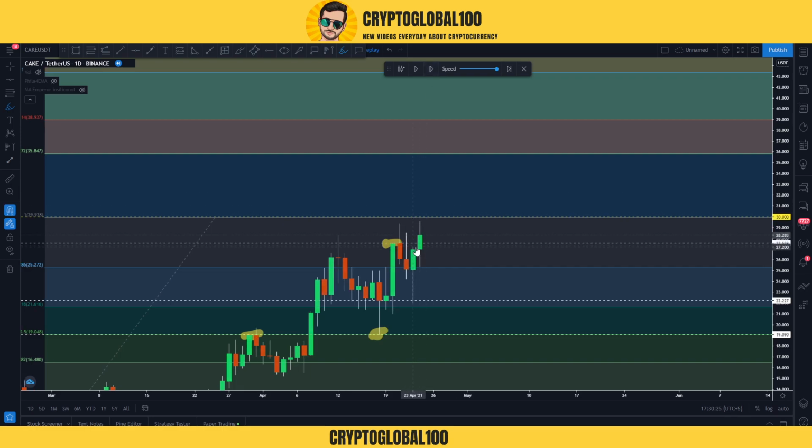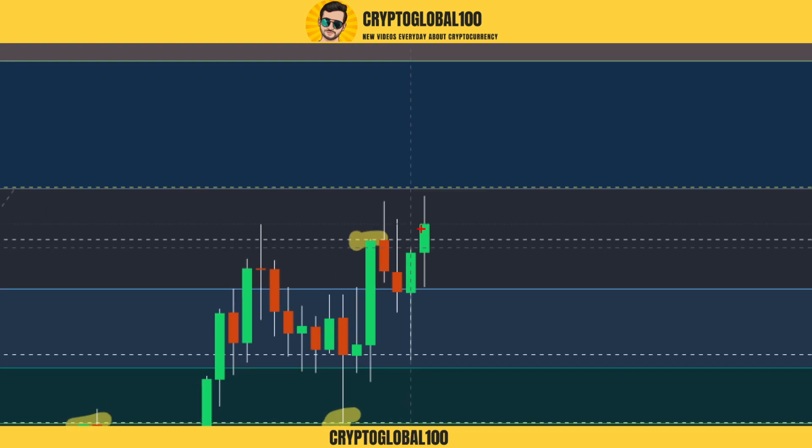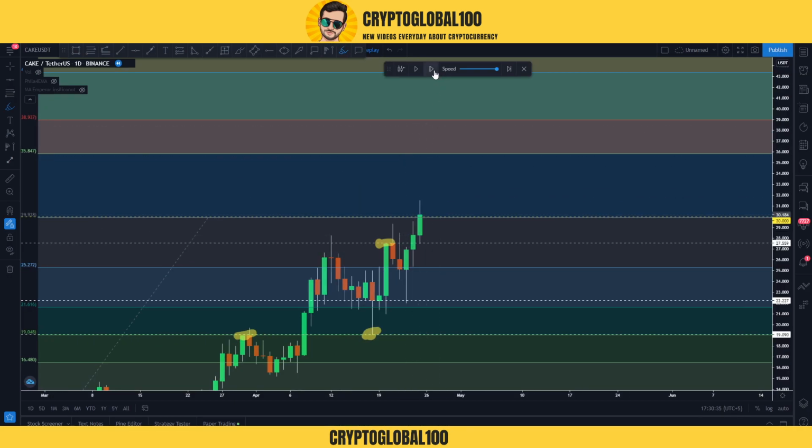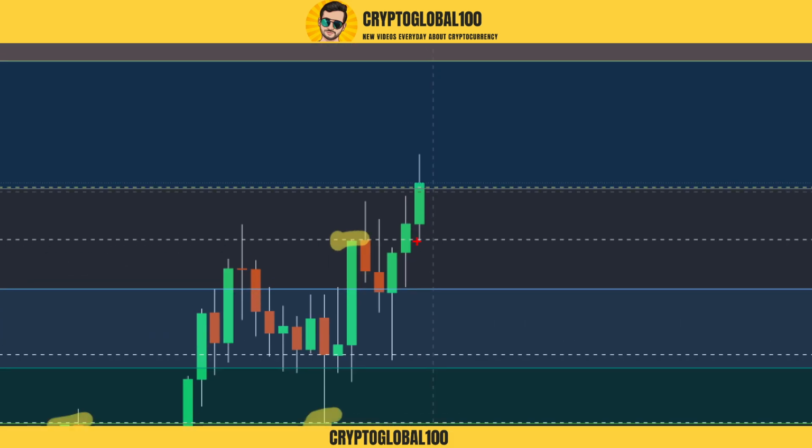This resistance was broken. You see this candle was closed up here. Now I'm expecting the next candle to be maybe starting here, from here. So let's take a look. You see, wow, what a perfect retracement from here. You see how perfectly it bounced back to retest, confirming the uptrend.